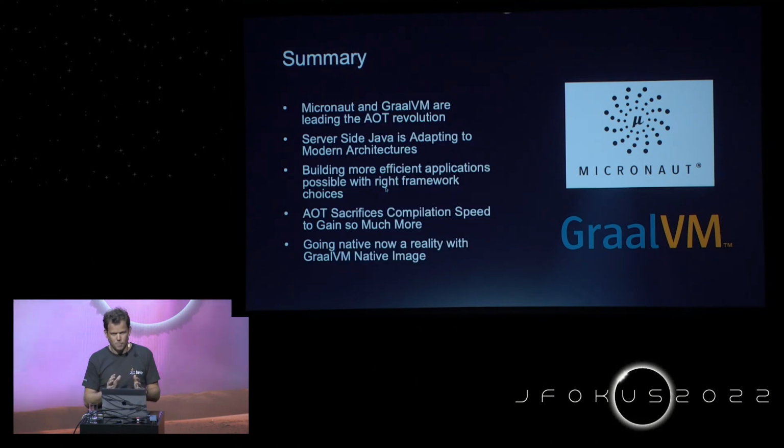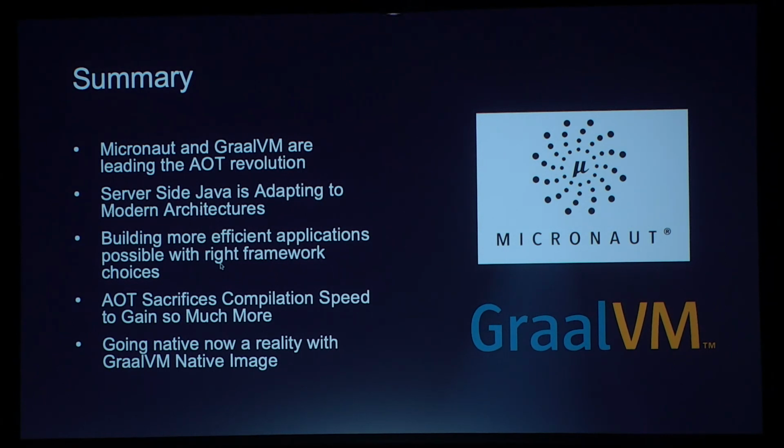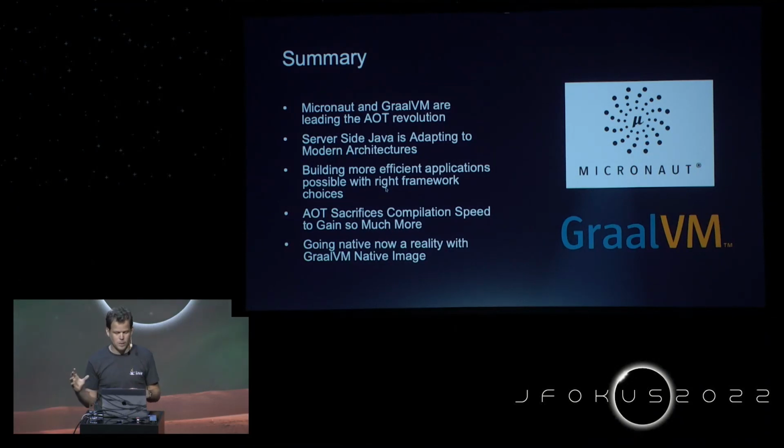So in summary then, Micronaut and GraalVM are leading this AOT revolution towards doing more at build time. Server-side Java has really changed a lot in the last 3 years since Micronaut and GraalVM started pushing for more efficient workloads, more efficient applications natively running in containerized environments. And yes, AOT does sacrifice compilation speed, but you gain the ability to take Java applications, like I said, to places that they could not go before, right? From IoT to serverless to low memory microservices. And it's a reality today.